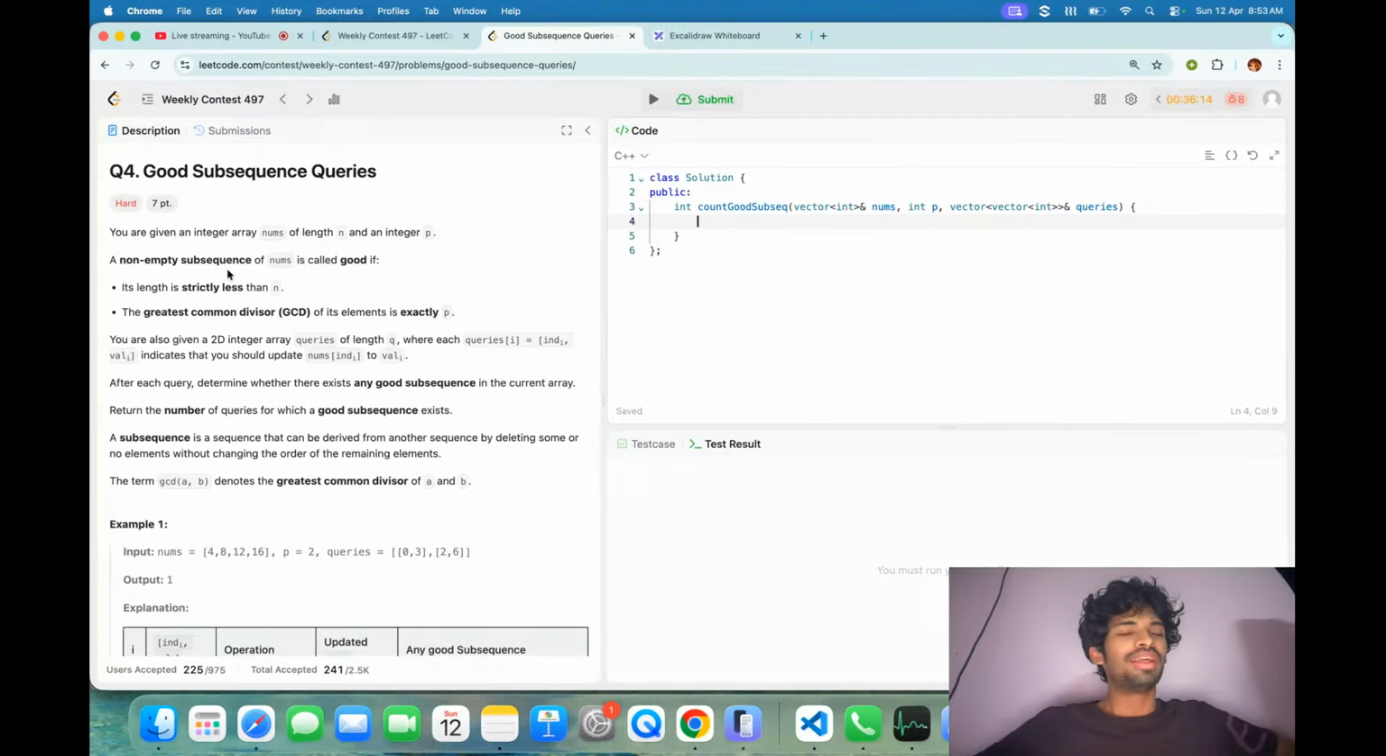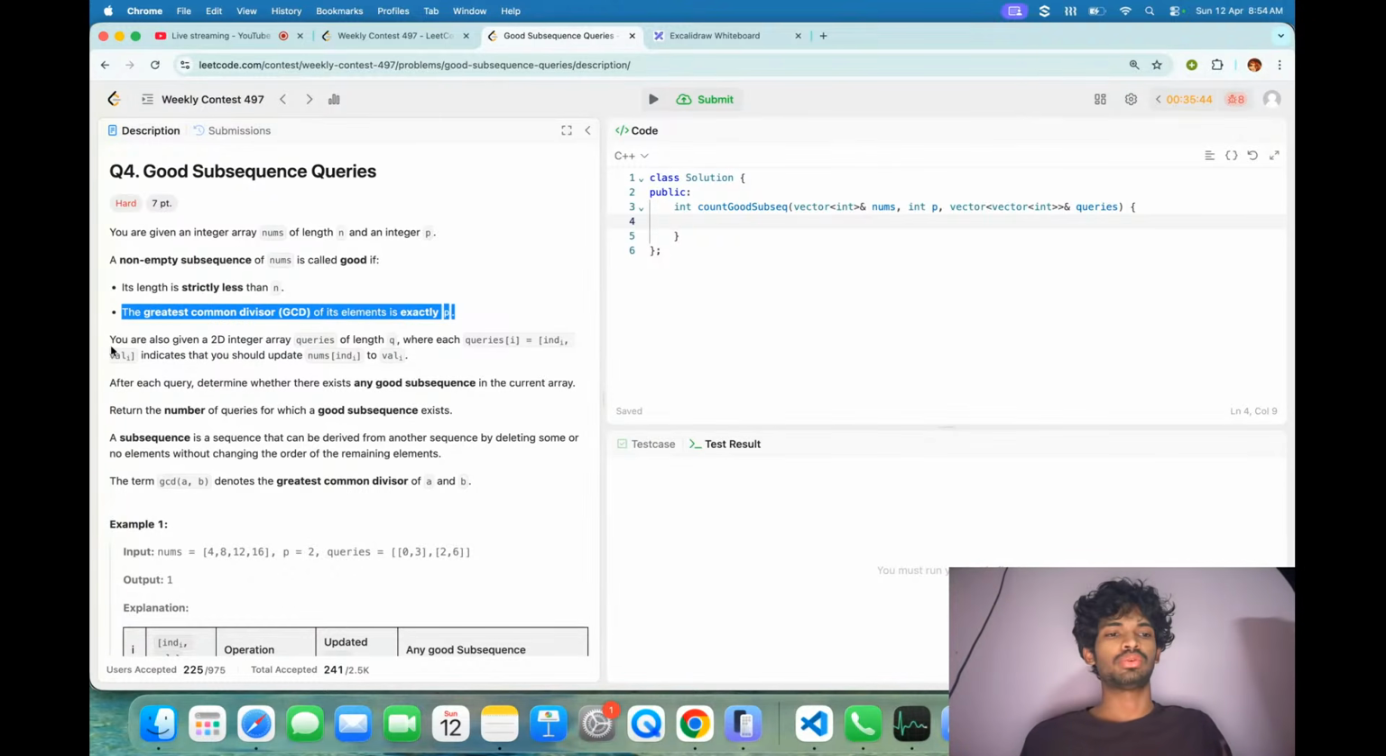Not this problem. Let me read the problem. You're given an integer array nums of length n and an integer p. A non-empty subsequence of nums is called good if the length is strictly less than n and the greatest common divisor of its elements is exactly p. So it should be a subsequence, it should be non-empty, it should not take the whole array, and its GCD should be p, okay? So look at all the numbers in the subsequence. All of them are divisible by p. That's one constraint you have.